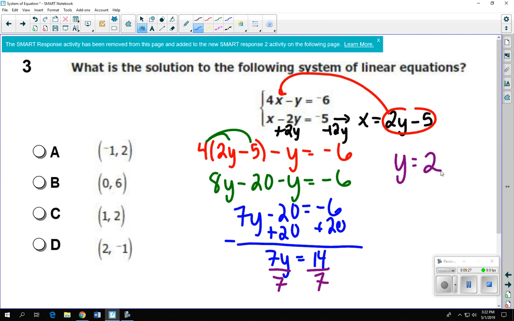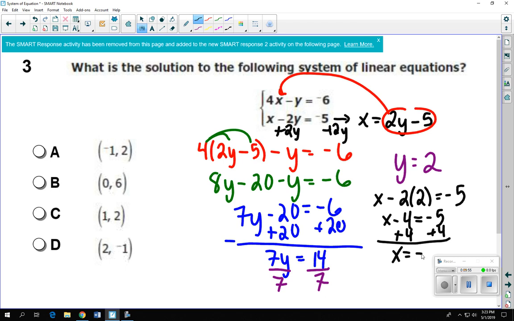Now, in two of the answer choices, I already have y equals 2. So now I just need to find my x variable. And in a question like this, you cannot choose the new equation of x equals 2y minus 5. You have to plug into the original equation. So if I say x minus 2 times 2 is equal to negative 5, I get x minus 4 is equal to negative 5. I'm going to add my 4, and I'm going to see that x equals negative 1. Therefore, my final solution is A.